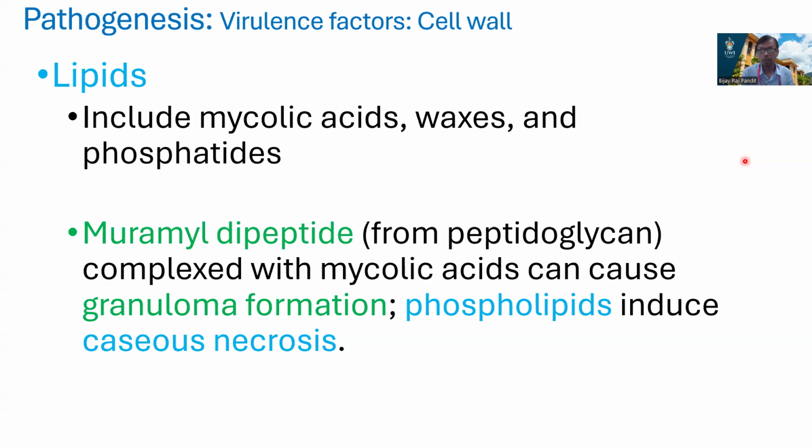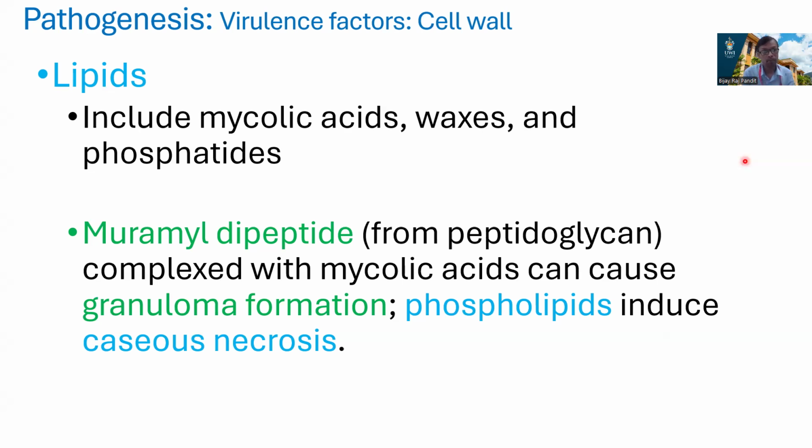In other bacteria, if we consider, different bacteria have different virulence factors. Some bacteria produce exotoxins, some produce endotoxins, some produce different types of enzymes. In the case of Mycobacterium tuberculosis, the cell wall lipids and the different proteins and polysaccharides are able to act as virulence factors to make it a pathogen.